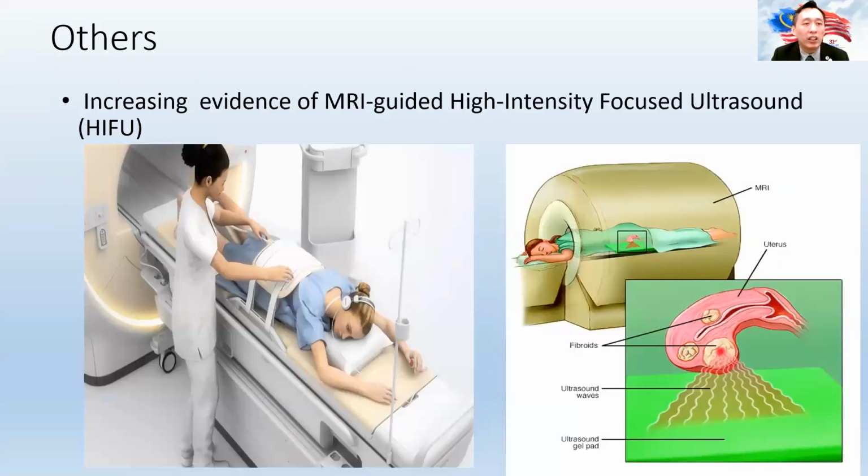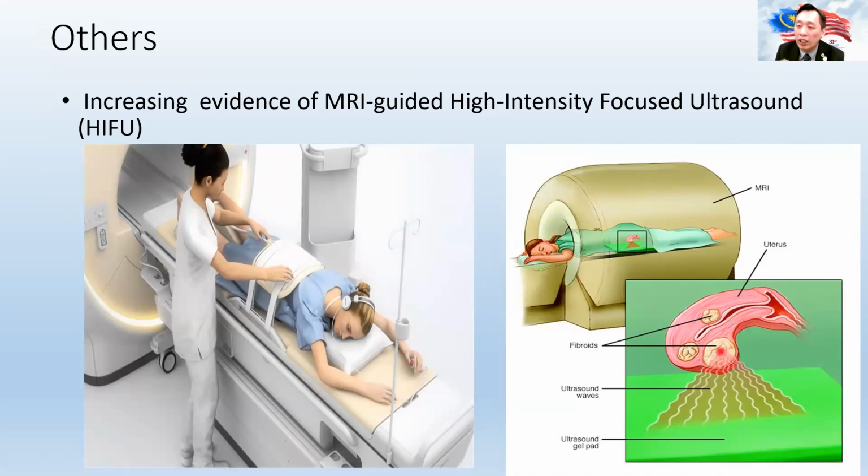Other than that, there is increasing evidence for MRI-guided high intensity focused ultrasound. This is good for a single fibroid or small fibroids, not multiple fibroids or big fibroids. They focus the ultrasound, which creates heat to cause central necrosis.